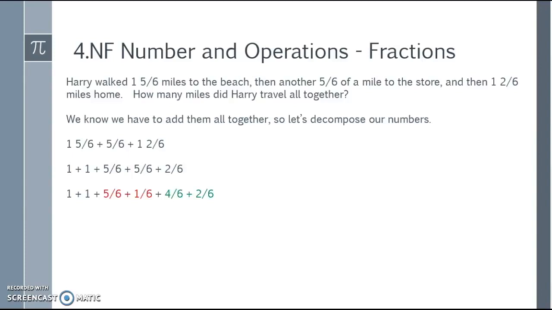So what I did was decompose 5 copies of 1/6, the second one here. I gave 1 copy of 1/6 here, and I broke this into 4 copies of 1/6 over here. So 5/6 plus 1/6 would give us 6 copies of 1/6, which we know is a whole, and 4 copies of 1/6 plus 2 copies of 1/6 is also 6 copies of 1/6, so another whole. Adding all of my whole pieces together, I see that Harry walked 4 miles.